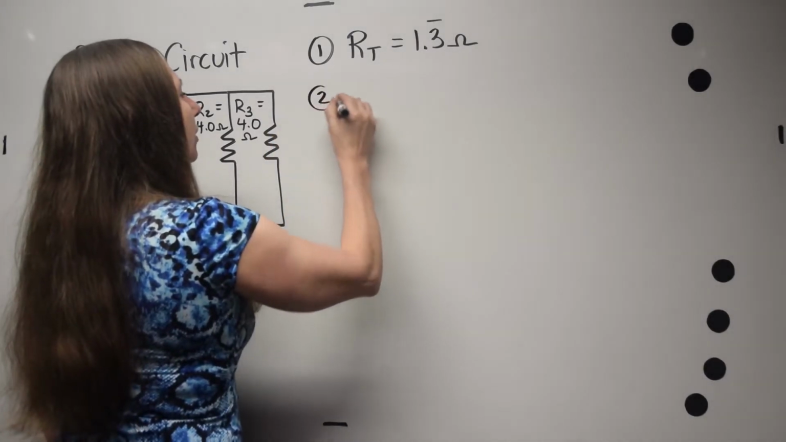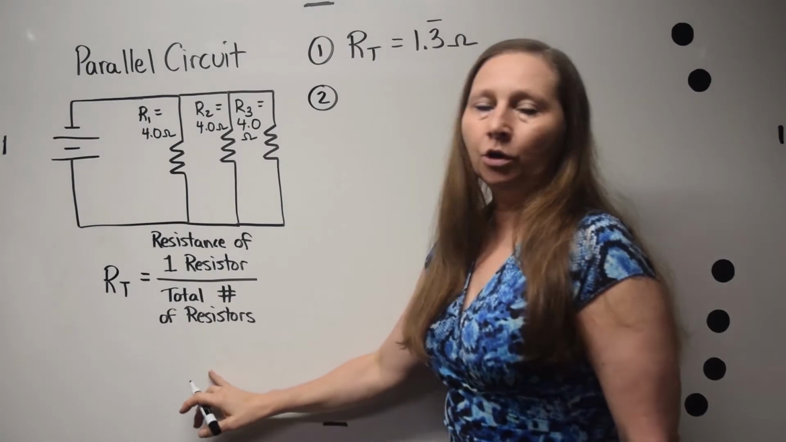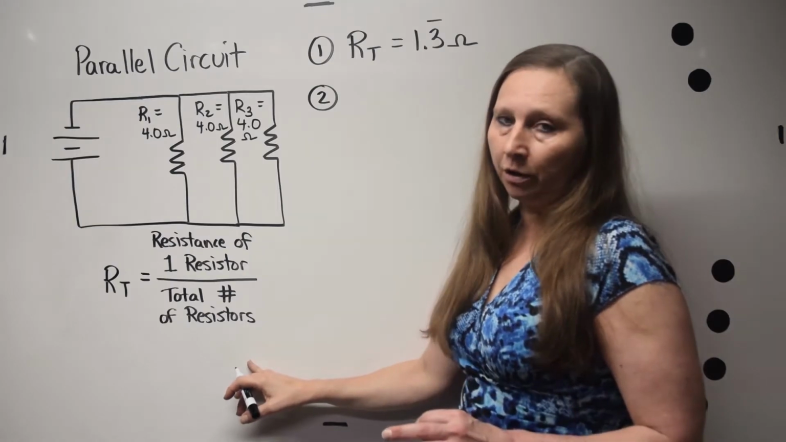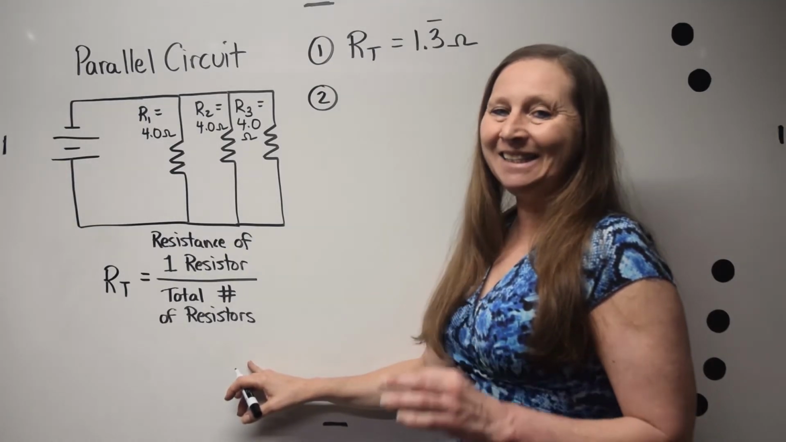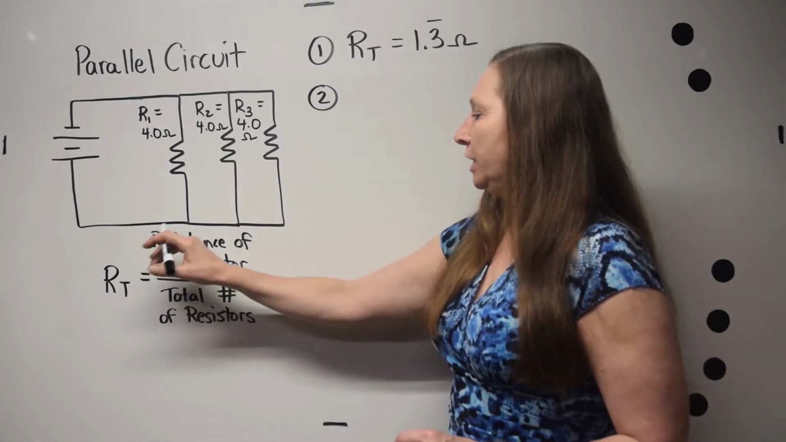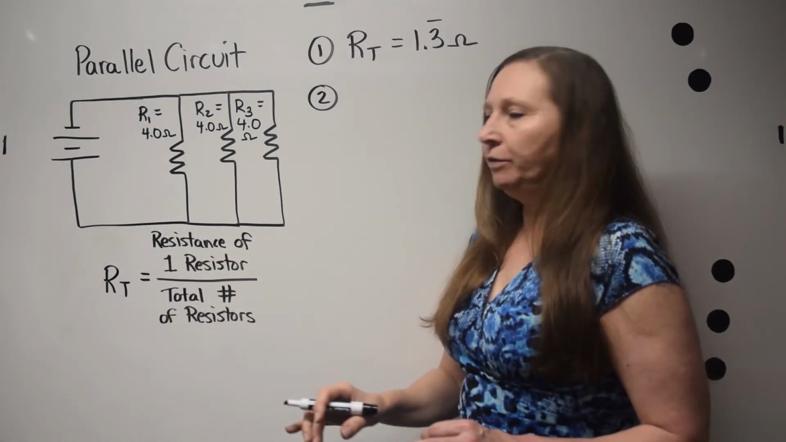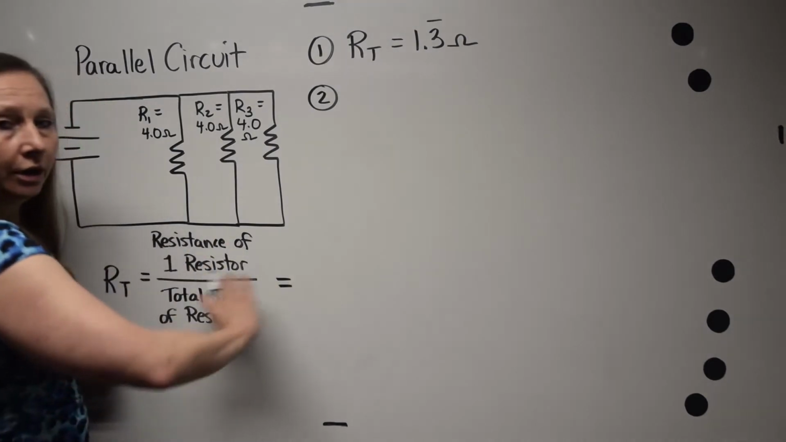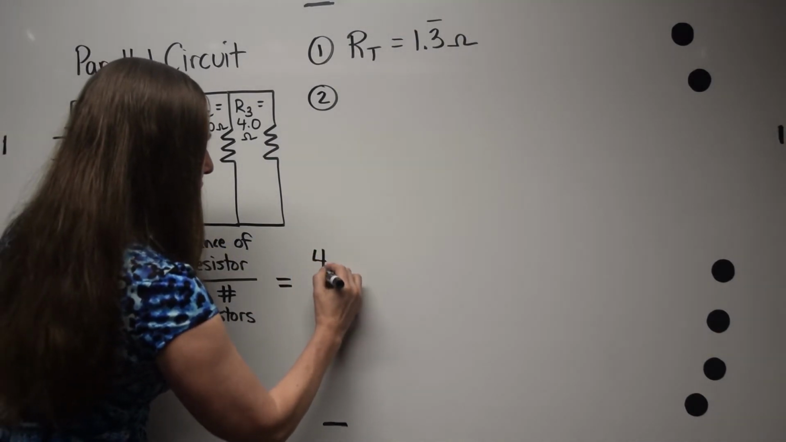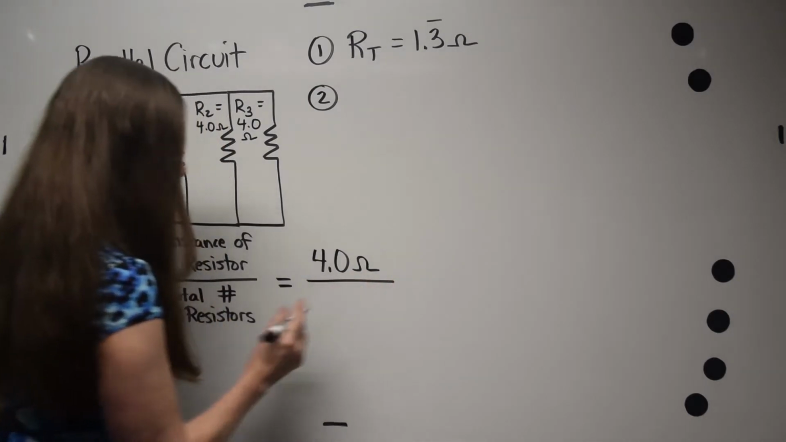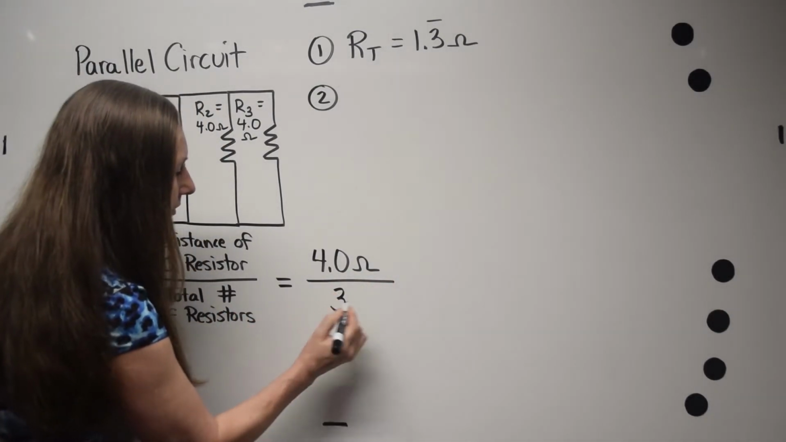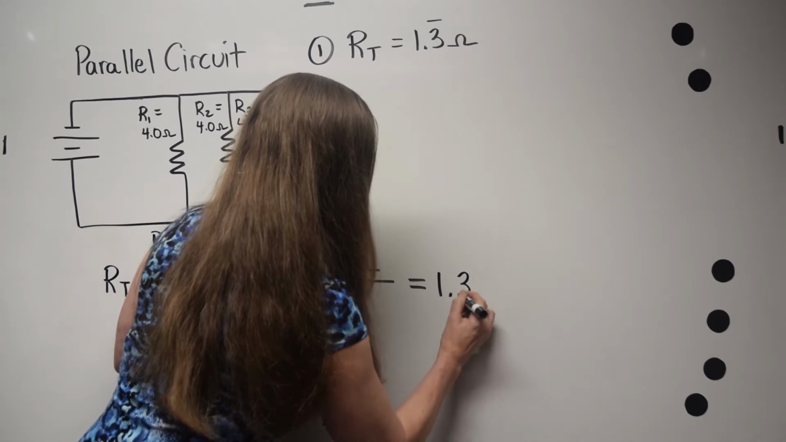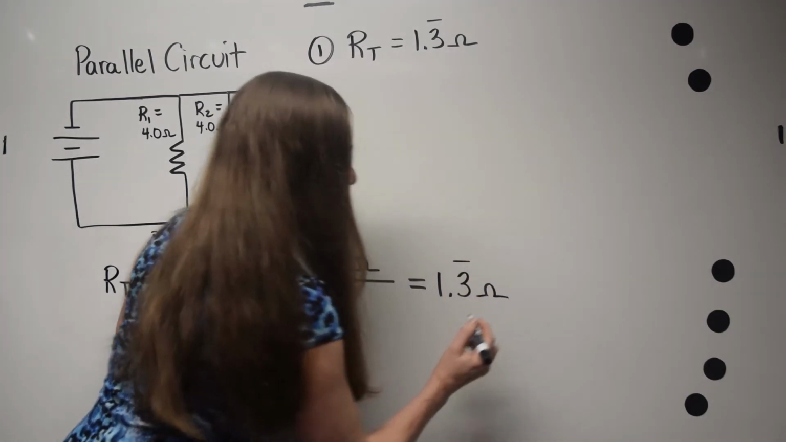Now, about the second rule. I've copied the second rule over here in equation form. The total resistance, now this is only for a parallel circuit in which all the resistors are identical. They all have the same resistance. You take the resistance of one resistor and divide by the total number of resistors. So in this case, the resistance of one resistor would be 4 ohms, and the total number of resistors is 3 resistors. And 4 divided by 3 gives us a total resistance of 1.3 repeating ohms.